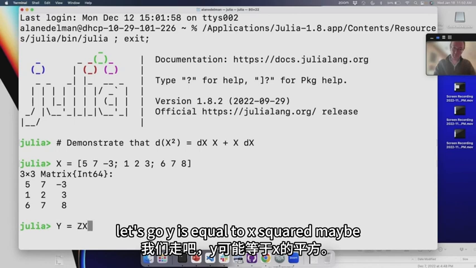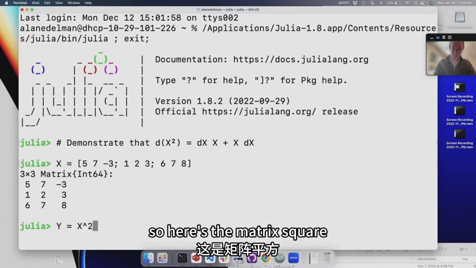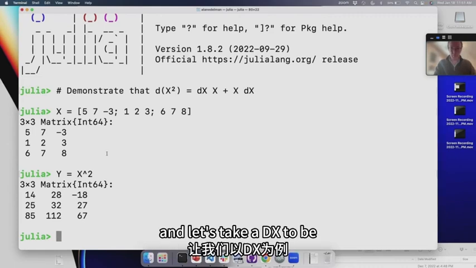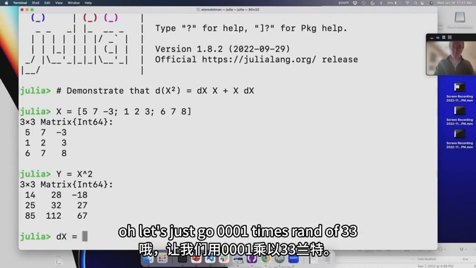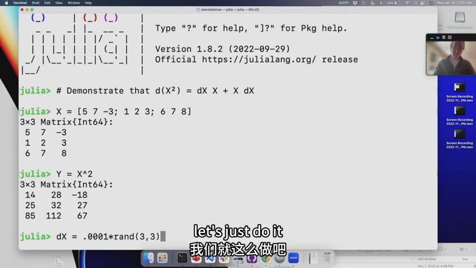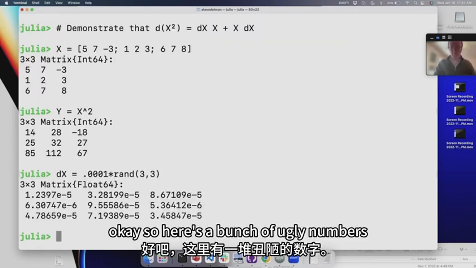let's go y is equal to x squared, maybe. So here's the matrix square. Okay, so you could check that yourselves. And let's take dx to be, let's just go 0.001 times rand of 3, 3. Was that too ugly? That's fine. Let's just do it. Okay? So here's a bunch of ugly numbers.